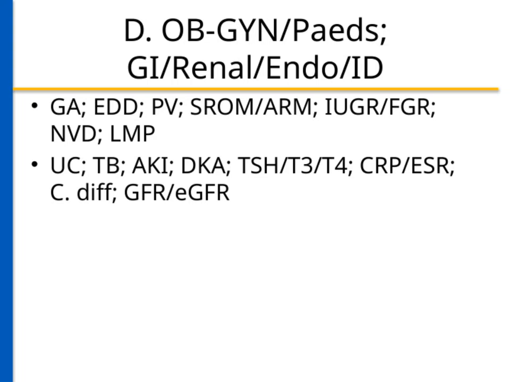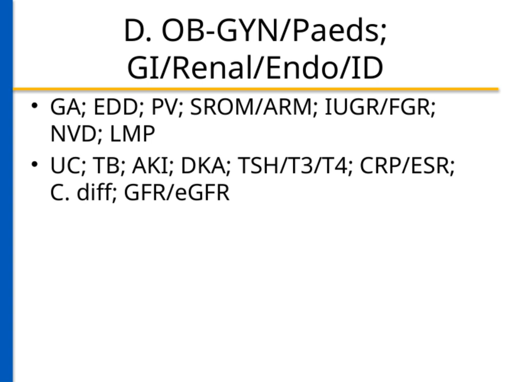Let's go through some of the key abbreviations and concepts that are essential in our clinical assessments. First, GA stands for gestational age, which helps us determine how far along the pregnancy is. Then there's EDD, the estimated date of delivery, crucial for planning and monitoring. PV refers to the patient's presentation or vaginal examination findings. SROM or ARM indicates spontaneous or artificial rupture of membranes, important for assessing labor progress.